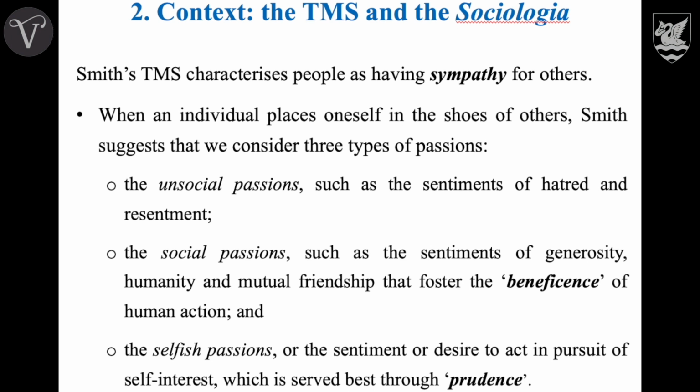And in that context, he talks about it in terms of three broad passions. So the unsocial passions might be hatred and resentment, things which are not going to encourage social engagement. There's the social passions, which he links to the beneficence of human action. Generosity, mutual friendship, these foster beneficence. And people who would write about Smith as a sort of virtue ethicist in this work would tend to be pointing to this, that is, beneficence is ranked quite highly. But lastly, there's the selfish passions, the sentiment or desire to act in pursuit of your self-interest, which is linked there to the idea of prudence. So you have a very large development of this notion of sympathy that is multifaceted: selfish, social, but also unsocial passions.